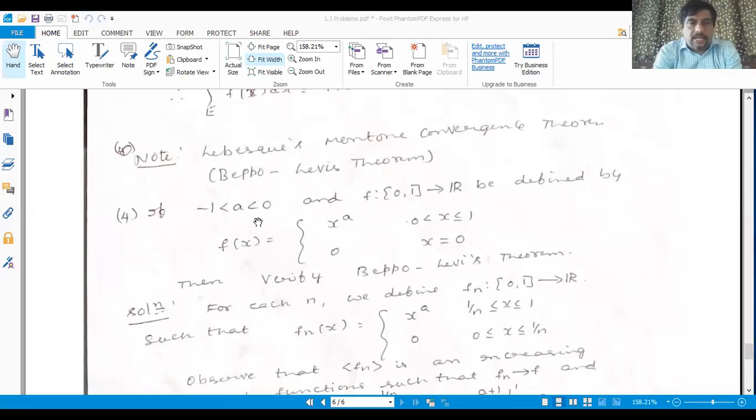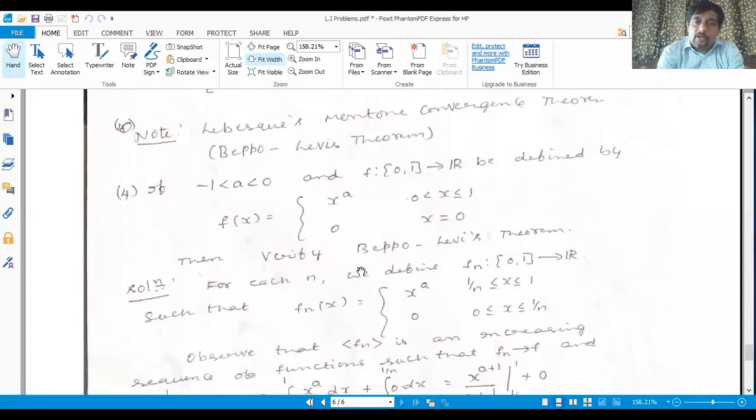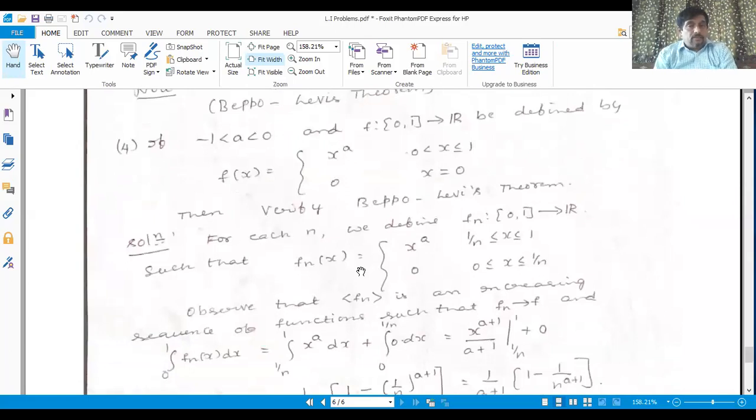If -1 < a < 0 and f is a mapping from the closed interval [0, 1] to R, we define f(x) = x^a for x in (0, 1], and if x = 0, it is 0. To verify the monotone convergence theorem, first evaluate one part, then you get the solution for the Lebesgue integration. You must verify it in two ways.